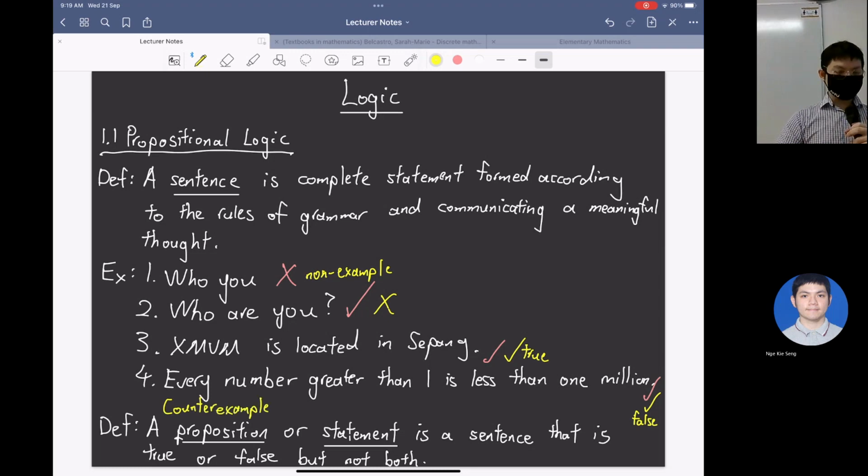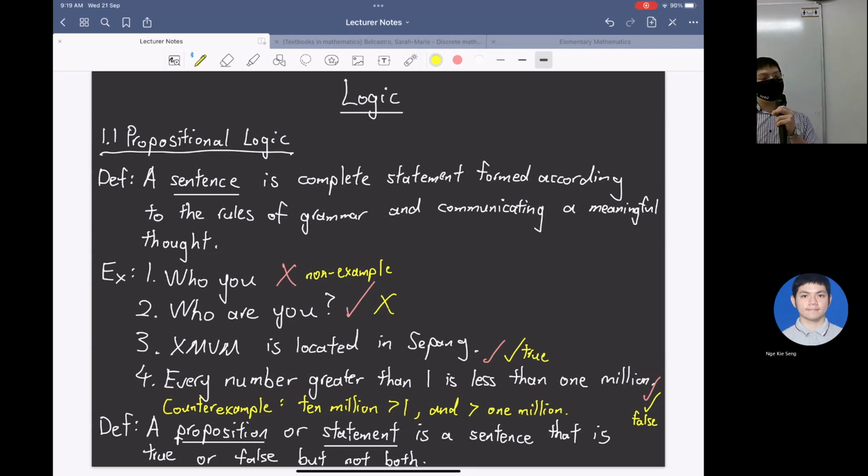So to prove that something is wrong, so you want to prove someone is wrong, you need to give an example. Okay, for example, what's your name? Wei Chen said 10 million. Okay, see, 10 million is greater than 1 and also greater than 1 million. Okay, good. So now you prove the guy wrong. Okay, you found a counter example. So if you want to say someone is wrong, then you need to give an example to that guy.